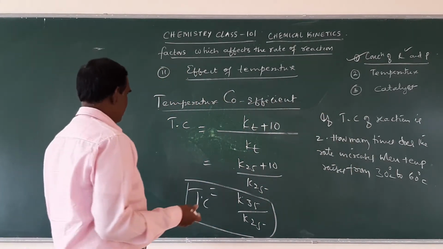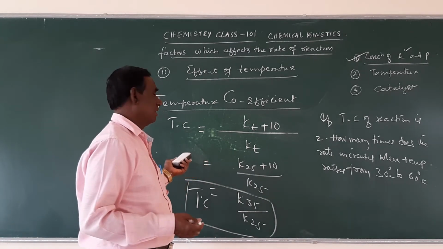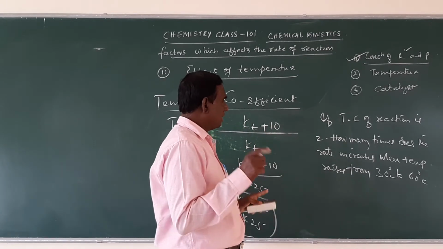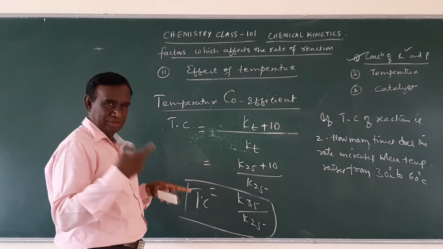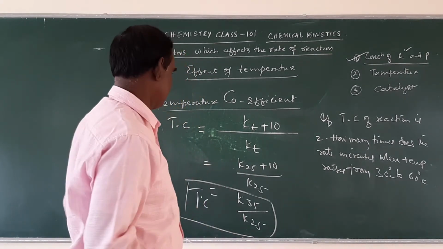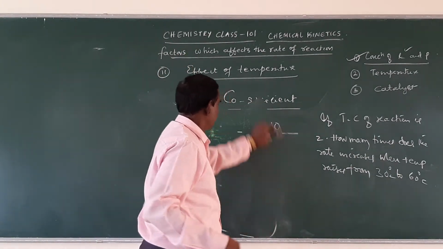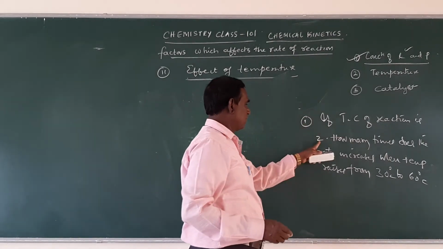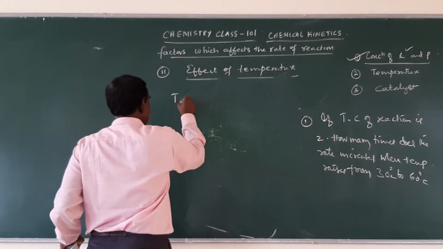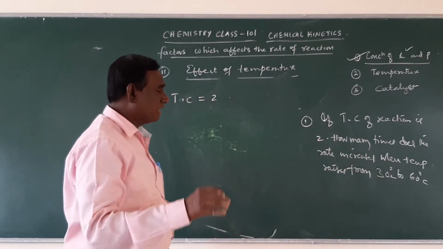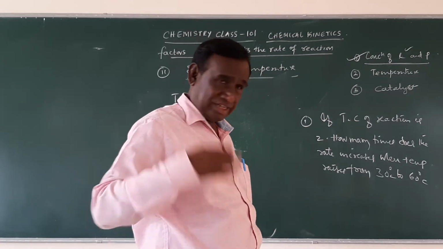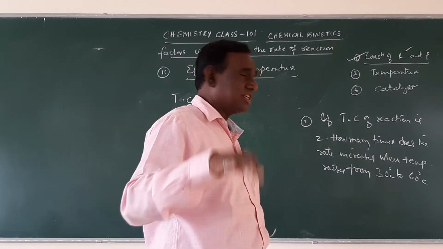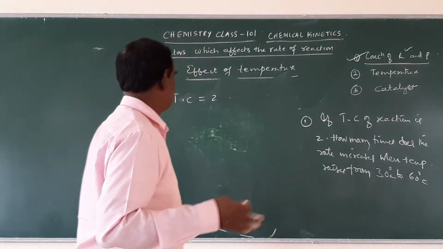So that means, we know that the temperature coefficient is equal to k(T+10) divided by k(T), of course. But here the temperature coefficient is given. Tc is given. It may be doubled or tripled. It is already explained. So therefore, let me take this small problem. If the temperature coefficient of reaction Tc is equal to 2, how many times does the rate of a chemical reaction increase when the temperature rises from 30 degrees Celsius to 60 degrees Celsius?